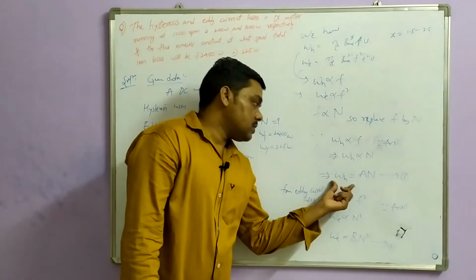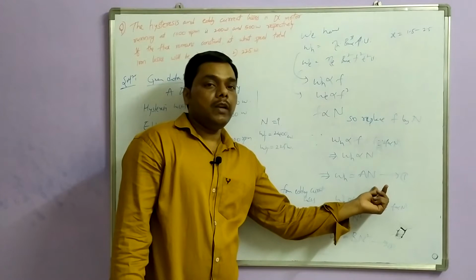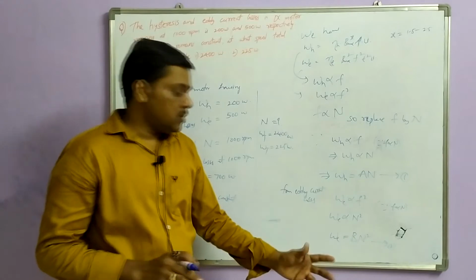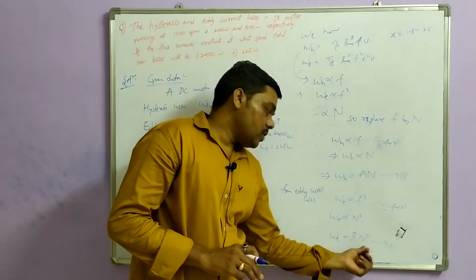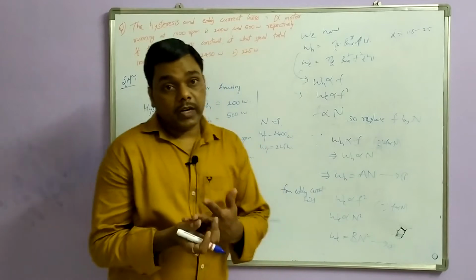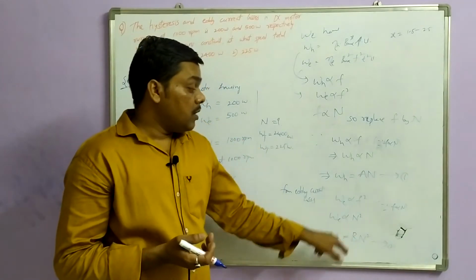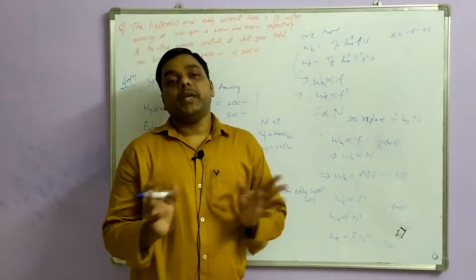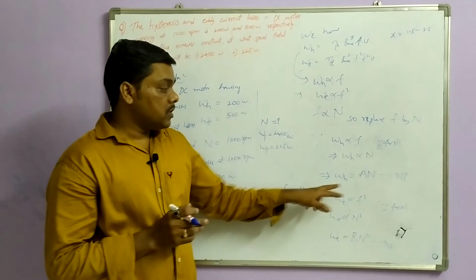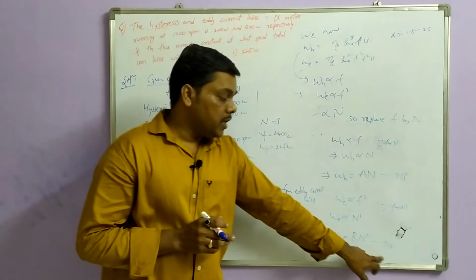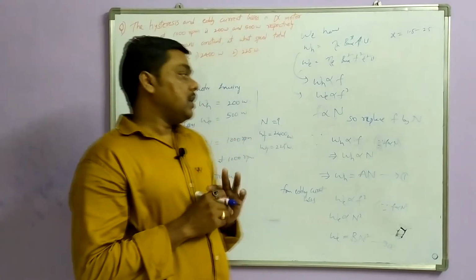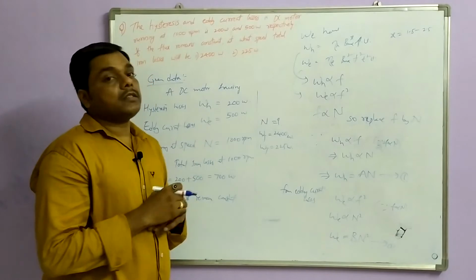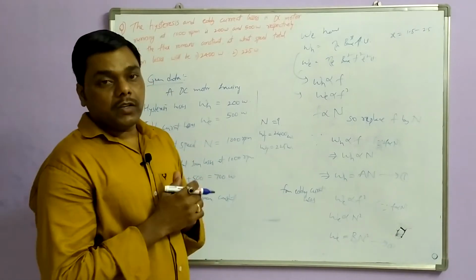Now hysteresis losses can be written in terms of A into N. A is a constant, so once this value is calculated you can find the hysteresis losses, and WE is B into N square. This is a speed square term, so you can calculate the A and B values, so that we can find hysteresis and eddy current losses at any speed. So the first equation is A into N and the second equation is B into N square. Now we will calculate the actual values of A and B, so that we can calculate the hysteresis and eddy current losses at different speeds.